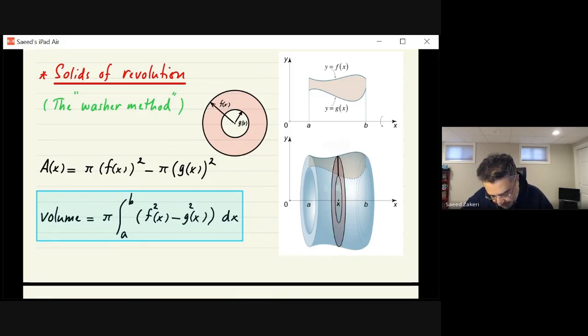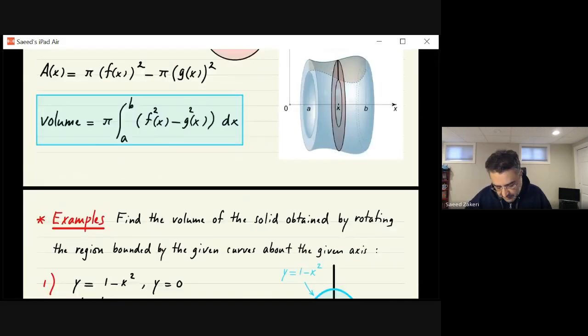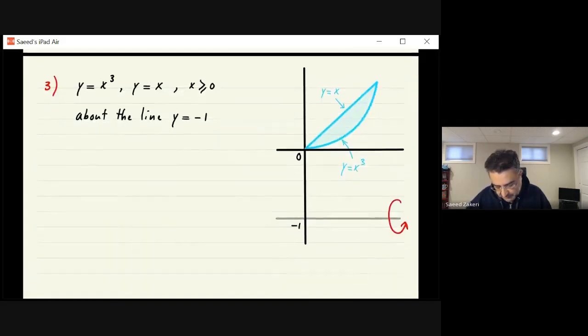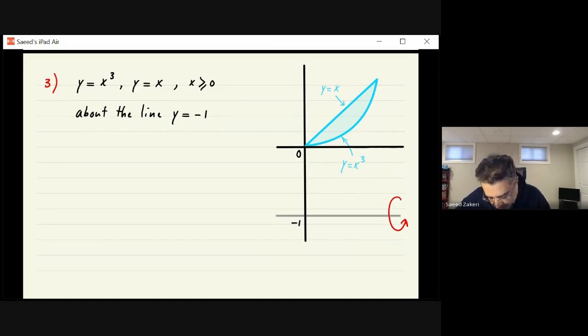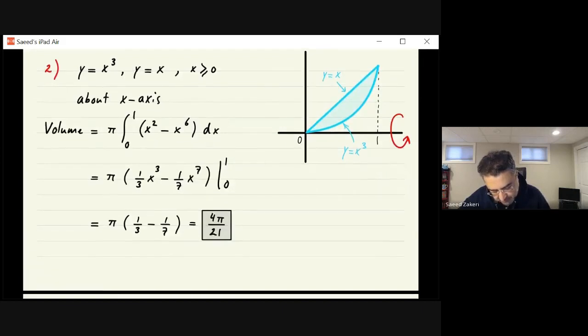So in this case, since the axis of rotation is the x-axis, the outer radius is f of x, and the inner radius is g of x. Now look at this picture. If my axis of rotation is the x-axis, like in the previous problem, when I pick some x, the outer radius is x, and the inner radius is x cubed. That's what we did in the previous example. The outer radius was x, the inner radius was x cubed.